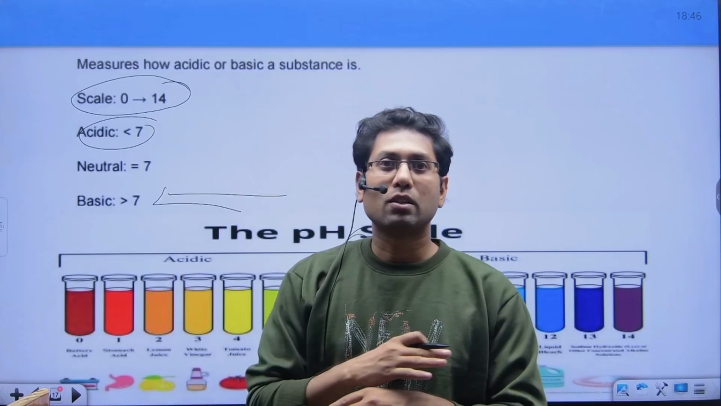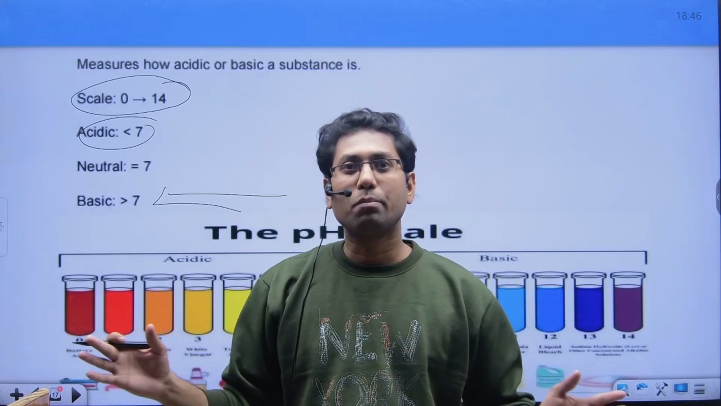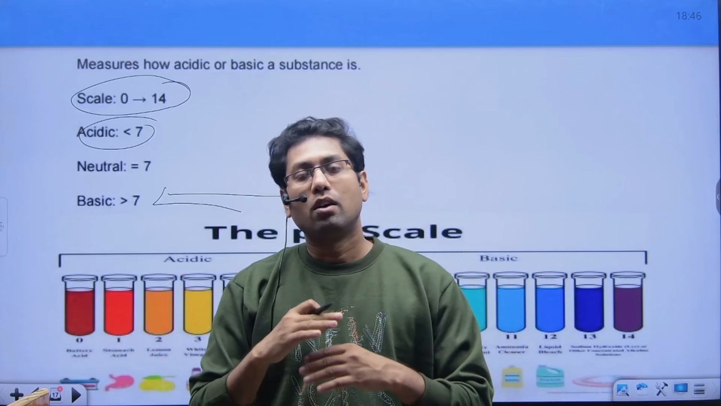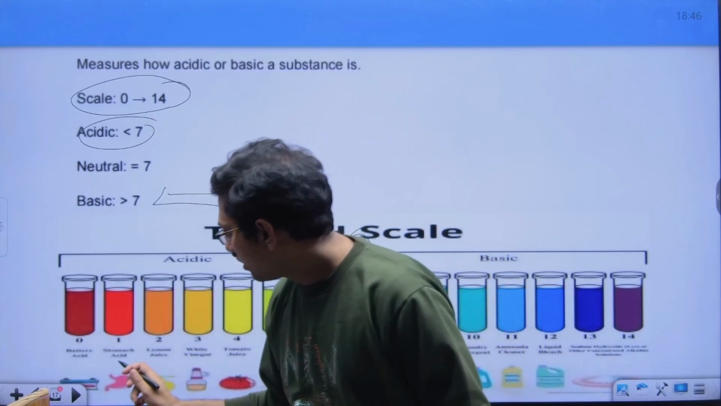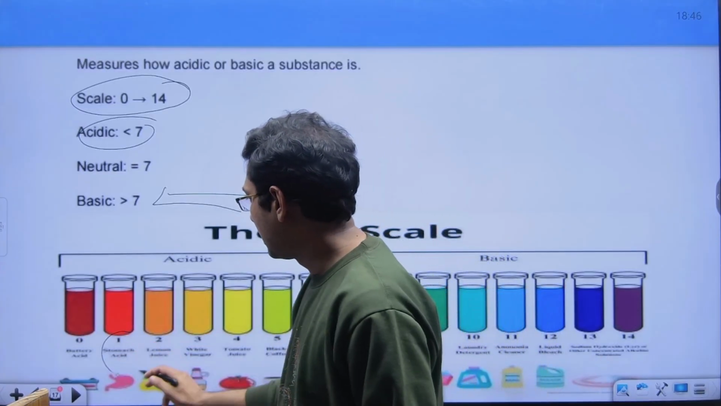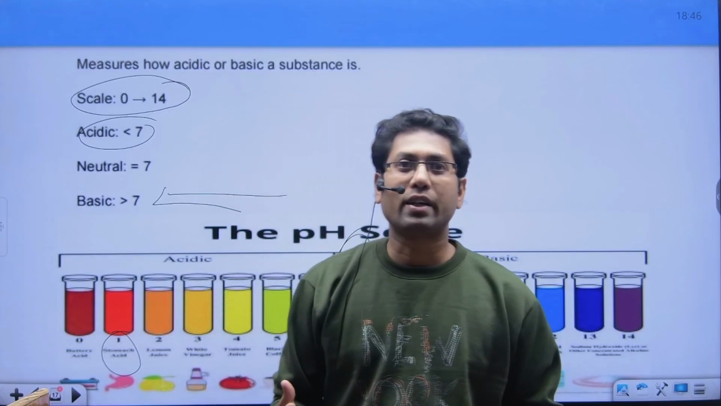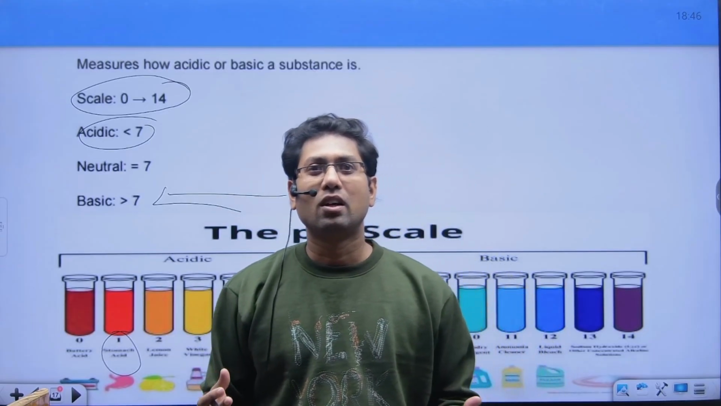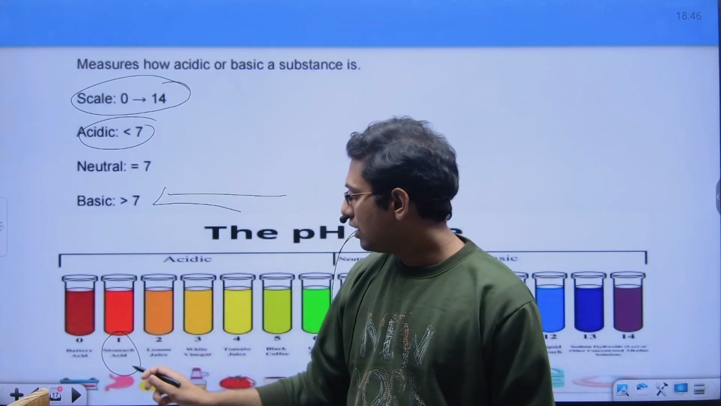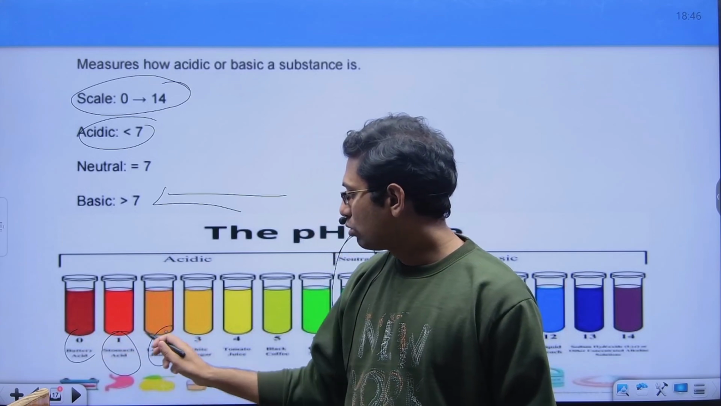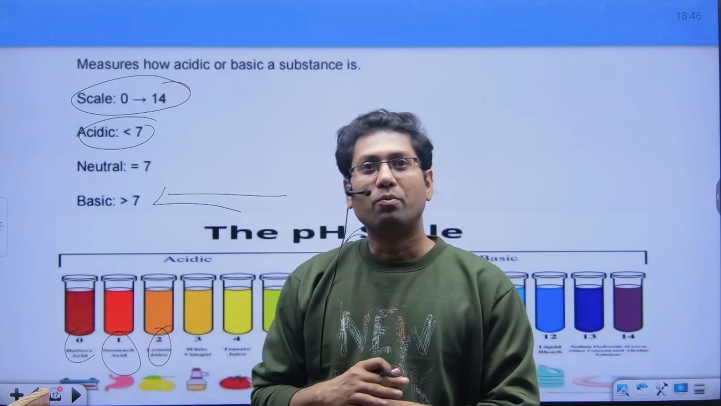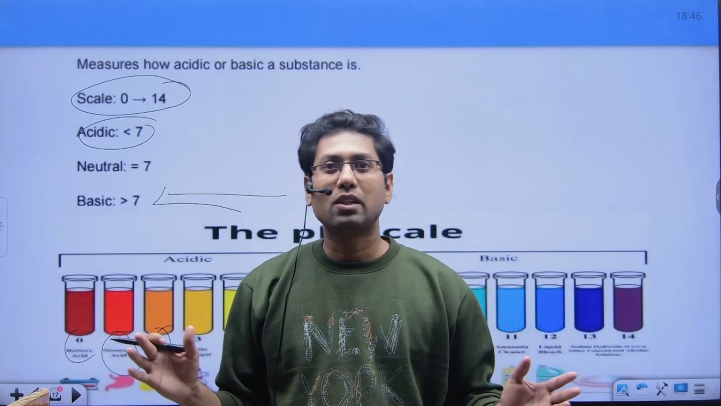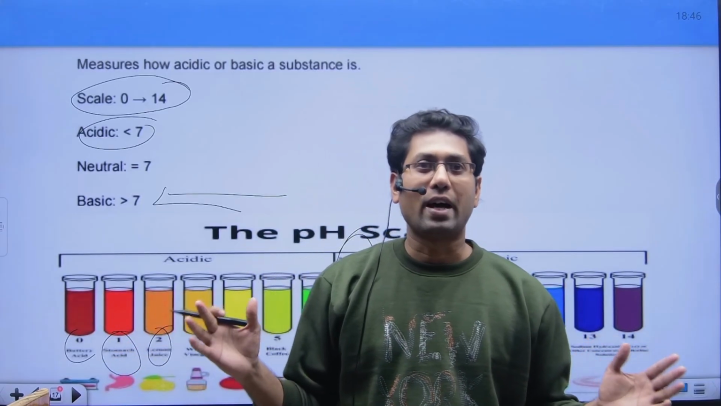There are some strong acids with lesser pH level, and there are some milder acids with higher pH level. For example, we have stomach acid. It is a very strong acid. Hydrochloric acid, nitric acid, sulfuric acid, their pH level lies between 0 to 2. So these are strong acids, and pH level is very low. The lesser the pH level, the stronger the acid.